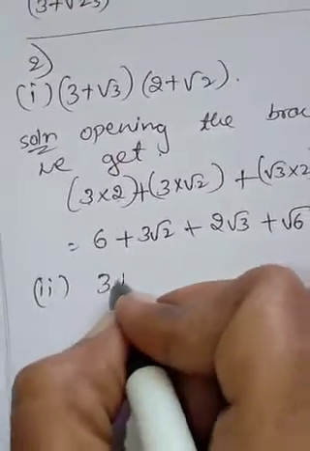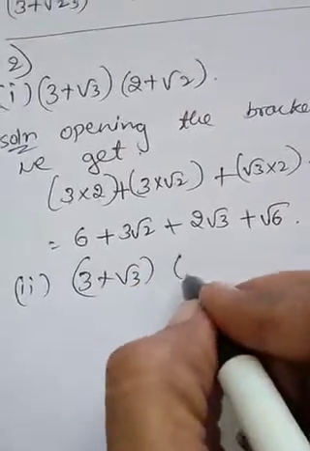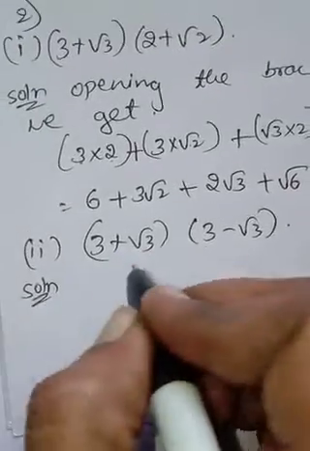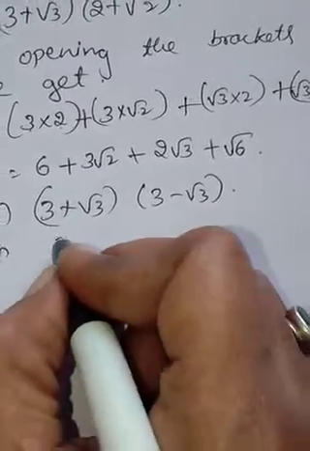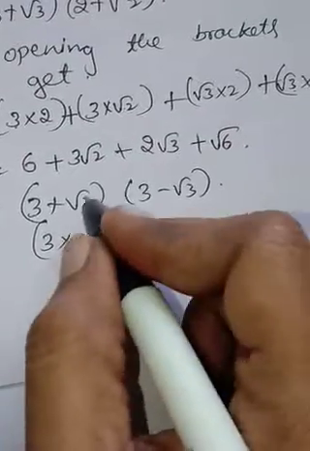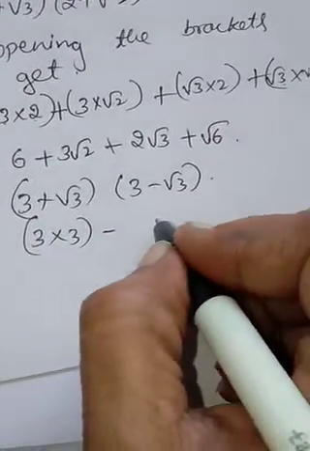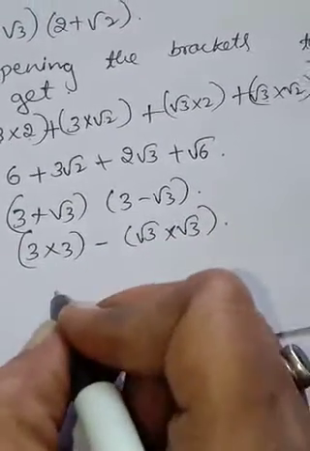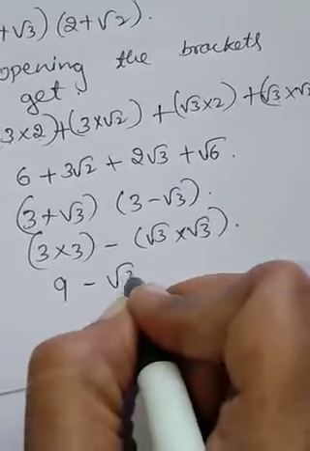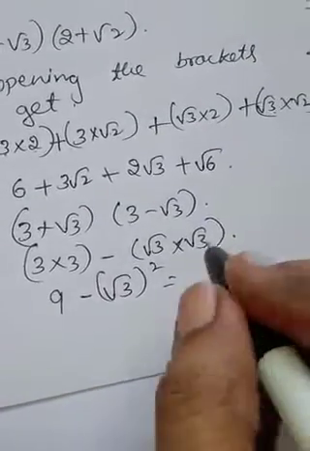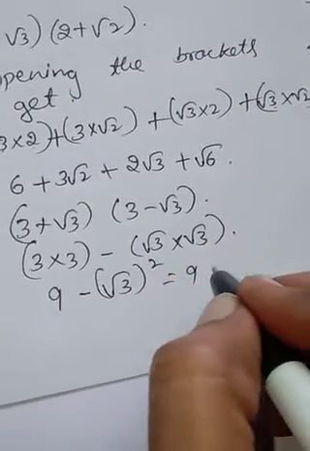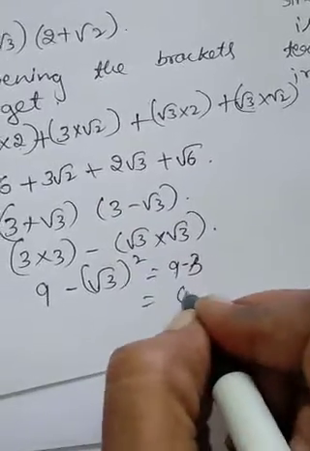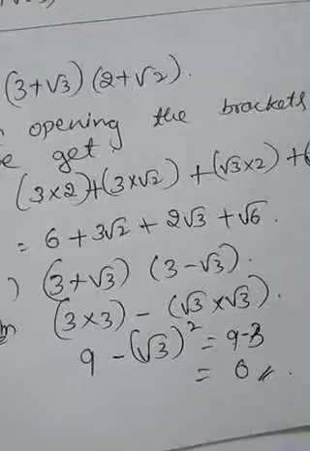It is (3 plus root 3)(3 minus root 3). Just the same procedure I have to follow. What I did in the first problem, that is 3 into 3 minus root 3 into root 3. That means 3 3s are 9 minus root 3 whole square. I explained in the previous problem, root 3 into root 3, what will it become? 3. 9 minus 3, which is equal to 6. Okay, I hope you understood this one.